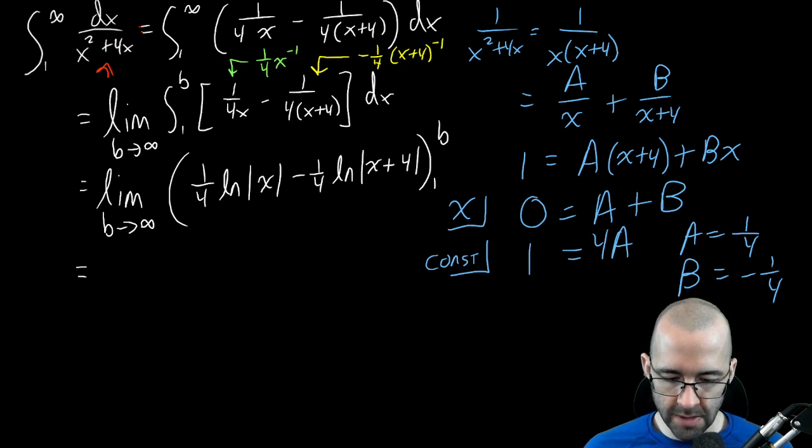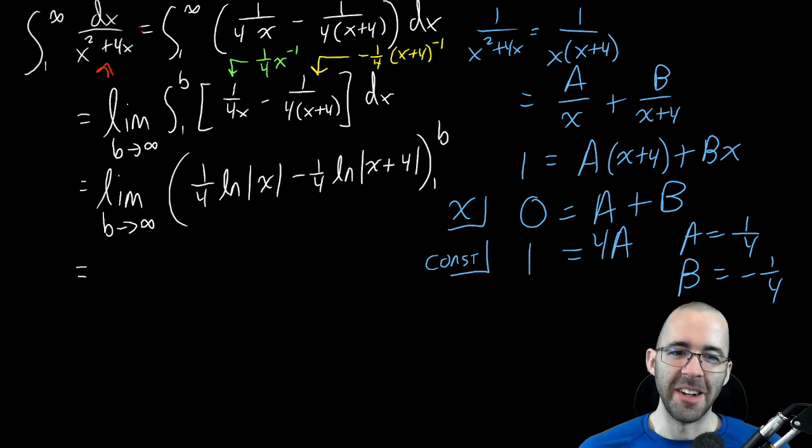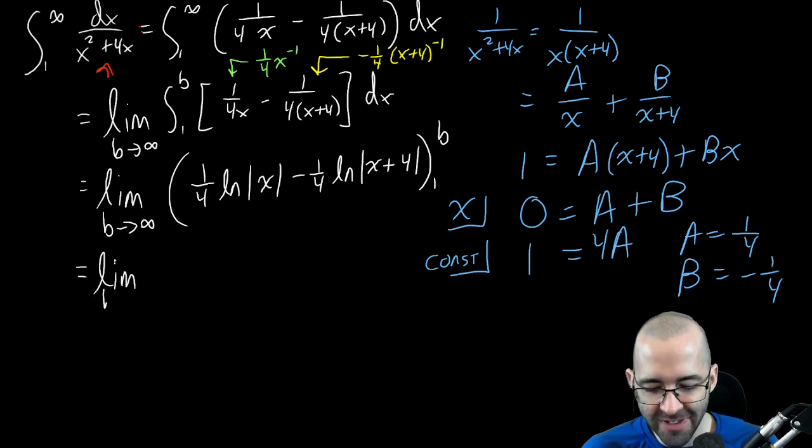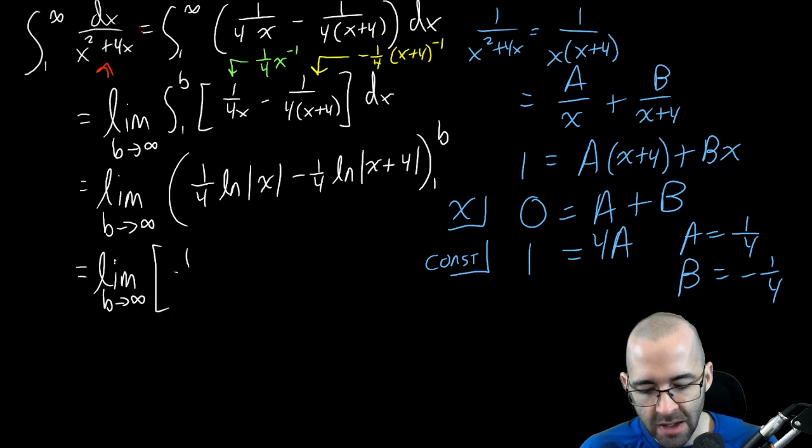What's going on here? Oh, I know what's going on here. Okay, so you're going to get something really weird. As b goes to, well, I don't want to spoil it, but I already did. As b goes to infinity, well, plug in everything.